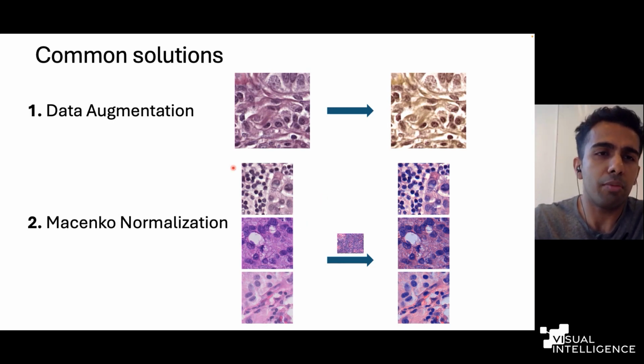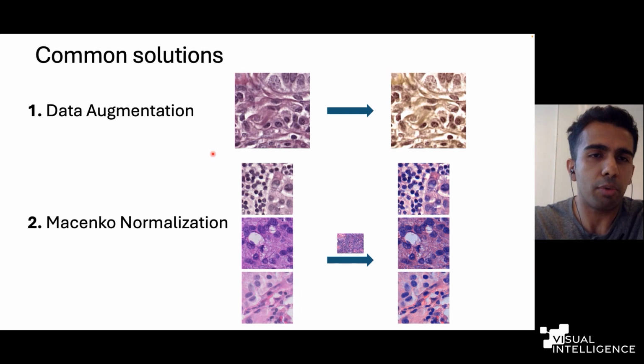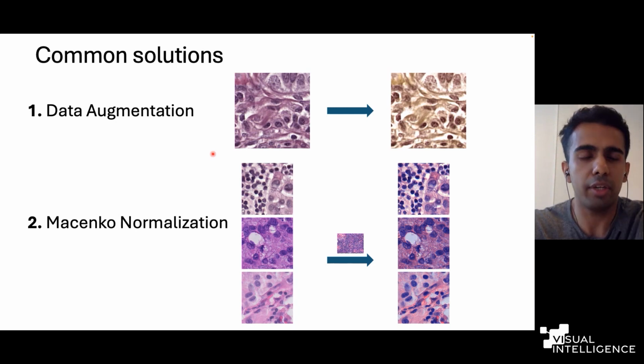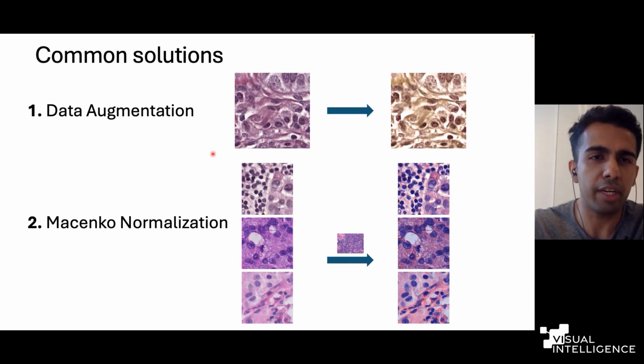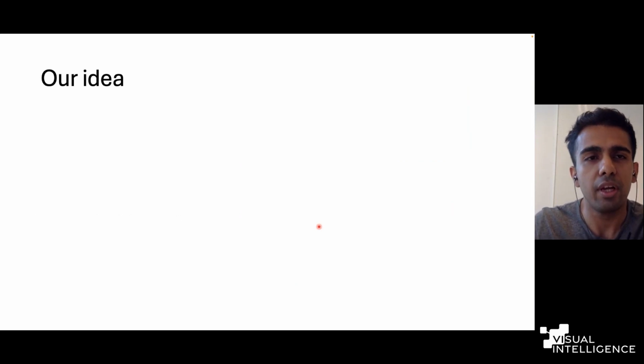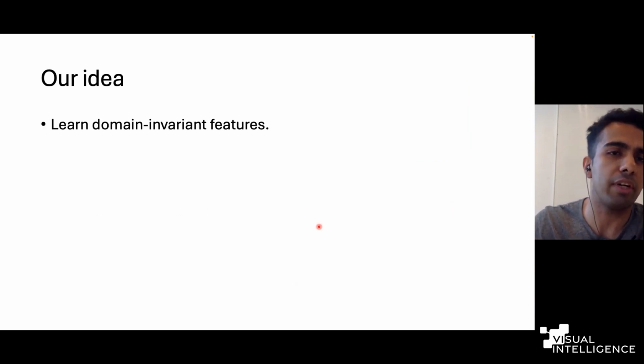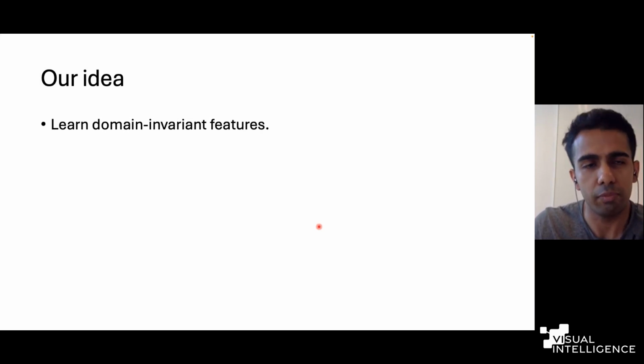What is common among both these approaches is that they both modify color information. So they don't do anything else. They just modify the color either during training or both during training and testing. Our idea is a bit different. What we want to do is learn domain invariant features. Domain invariant features means that we want to learn features that do not change across domains, right?